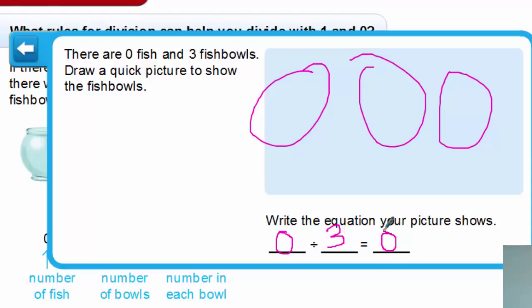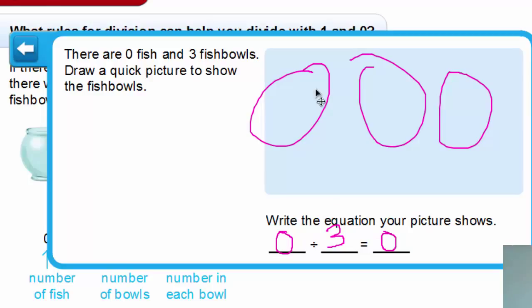That's like Mrs. Ard not having any candies to divide between 19 students. So if I have 0 candies to divide among all of you 19 students, how many candies do you get? That's right, zilch, zippo, none, because I have 0 to begin with. So 0 divided by 3 equals 0.